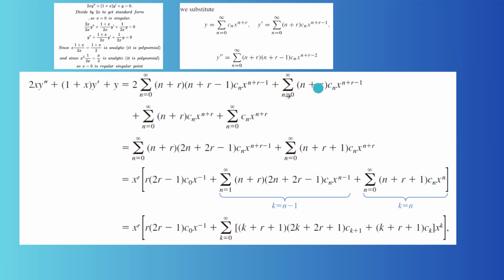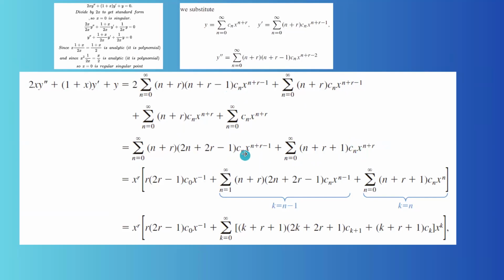If I combine the first 2 power series, it is n plus r, and then you have 2(n plus r minus 1) plus (n plus r). If you combine these together, you get (n plus r) times (2n plus 2r minus 1). Basic algebra, everybody. And then you have C_n x to the power n plus r minus 1. Plus, now combine these 2 power series. You get (n plus r plus 1) C_n x to the power n plus r.